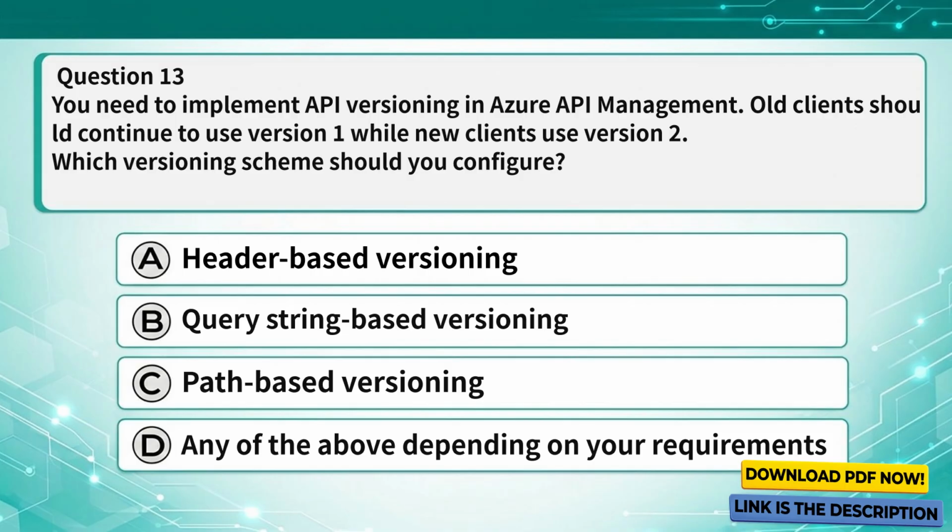Question 13. You need to implement API versioning in Azure API Management. Old clients should continue to use version 1, while new clients use version 2. Which versioning scheme should you configure? A. Header-based versioning. B. Query string-based versioning. C. Path-based versioning. D. Any of the above depending on your requirements.